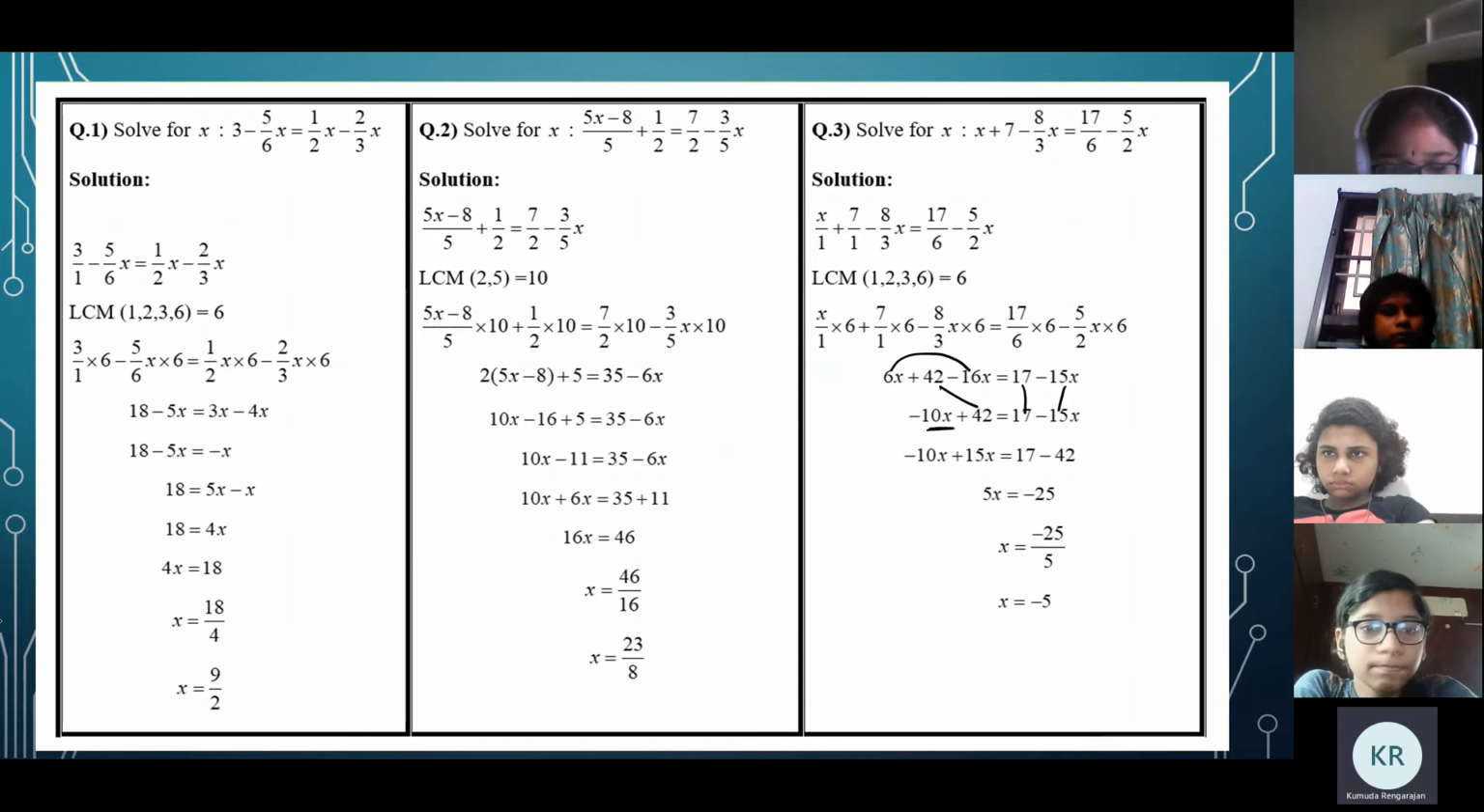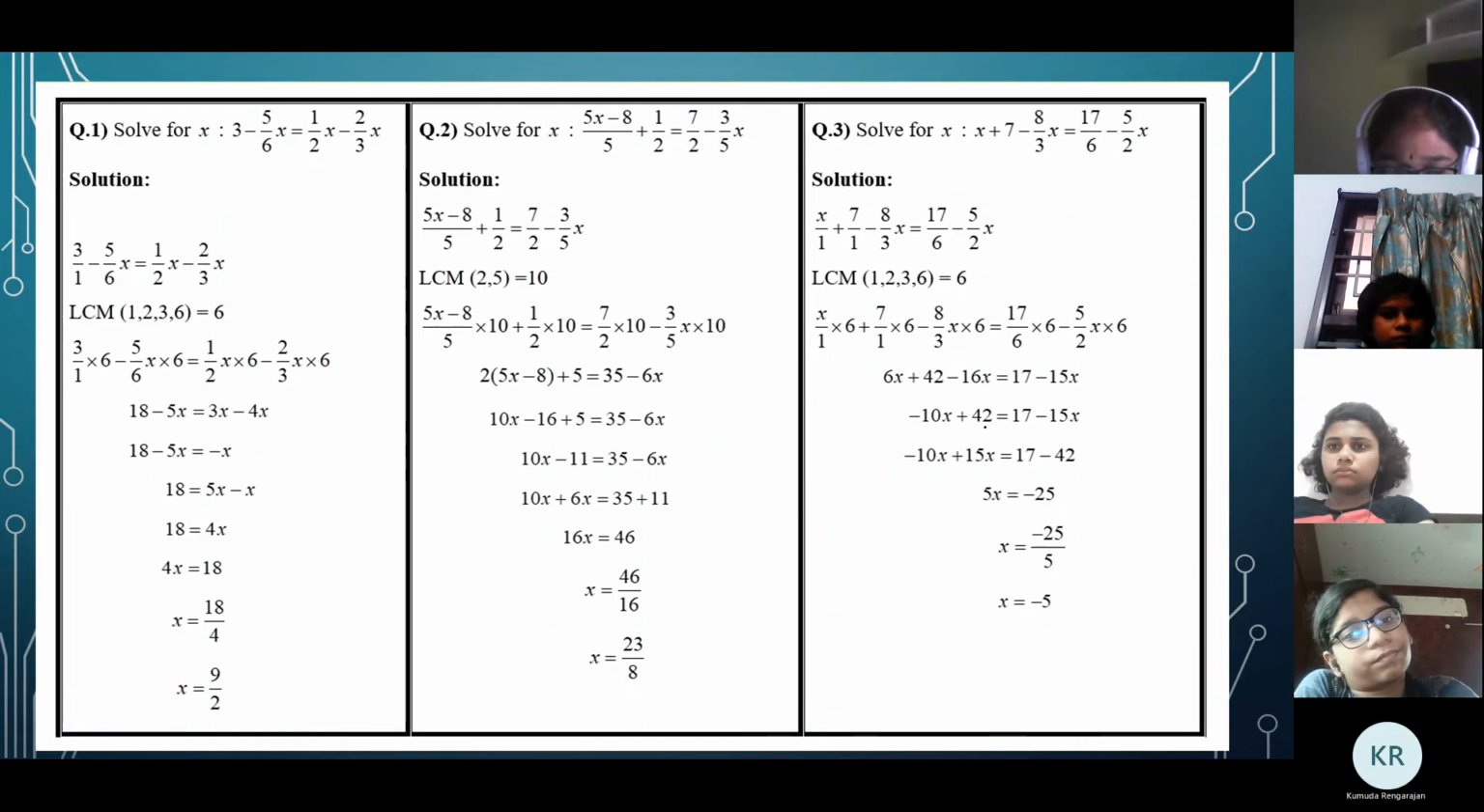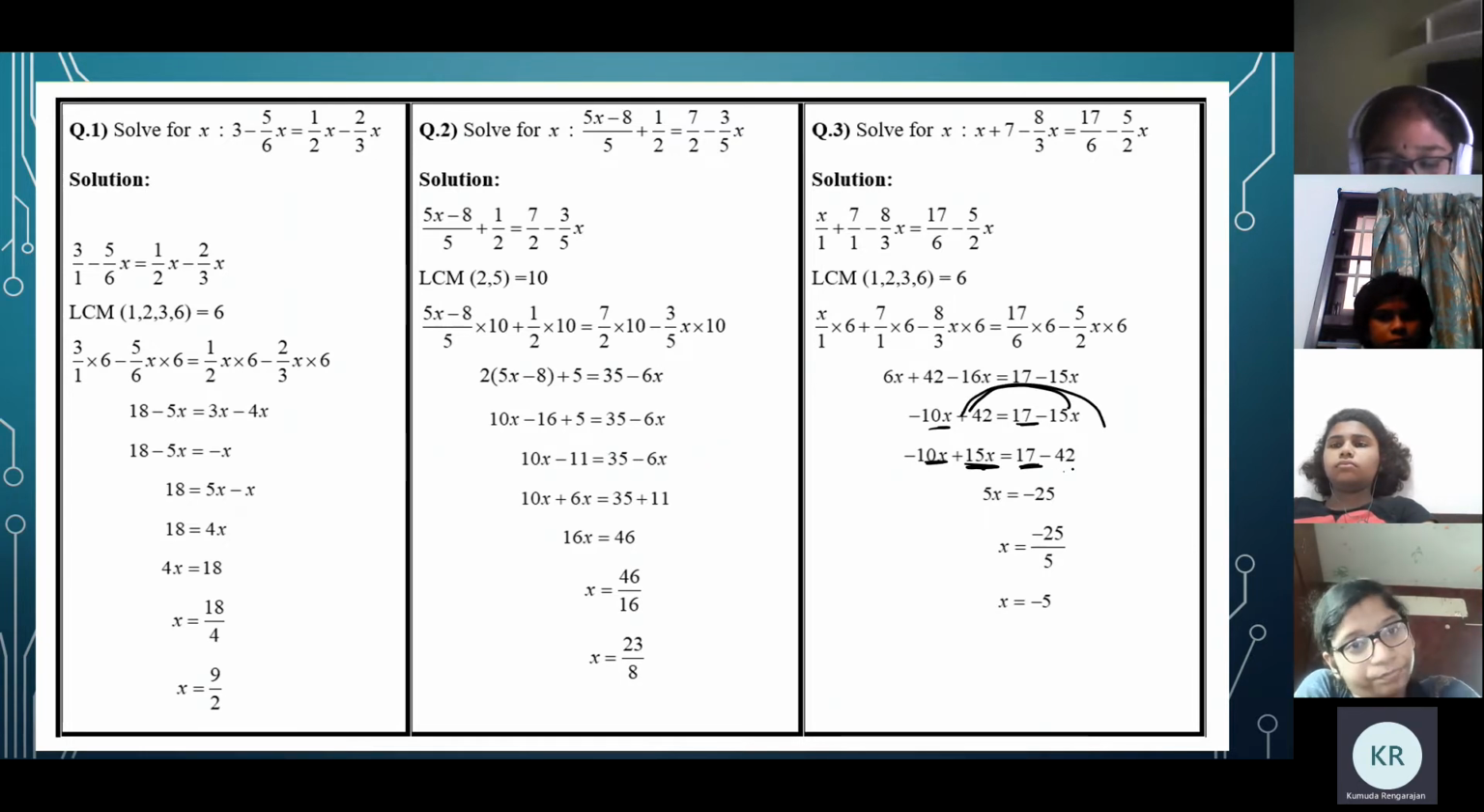Now let's transpose. Why transpose? We have to gather the x terms on one side and the numbers on the other side. So see here, minus 10x is here. This minus 15x is traveling, so it becomes plus 15x. The 17 is on the same side, RHS, but this plus 42 has to travel to the other side, and becomes minus 42.